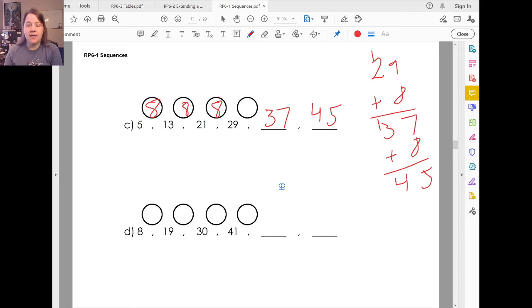The next one, 8 to 19. Ooh, 19 minus 8 is 11. 19 to 30, oh, that's also 11. Hey, look at that. 41, 52, 63.